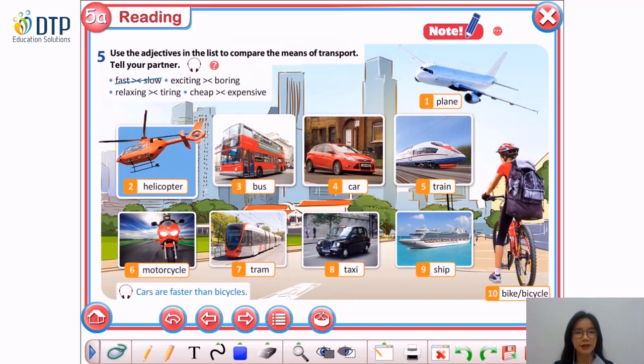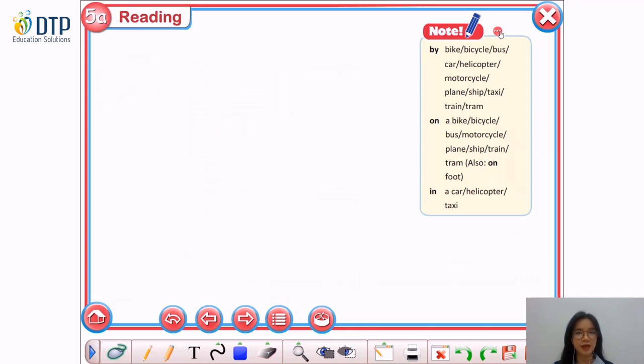Before we start exercise 5, let's have a look at the note box first. As you can see, means of transport can be used with prepositions like by, on, or in. Firstly, we use by with all the means of transport above to show how a person traveled.